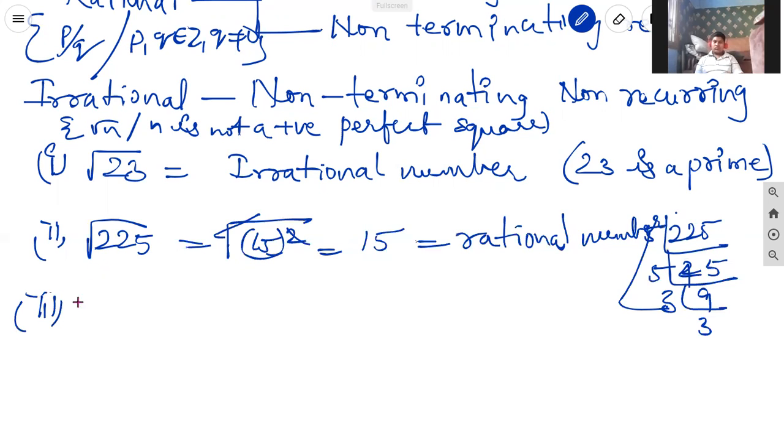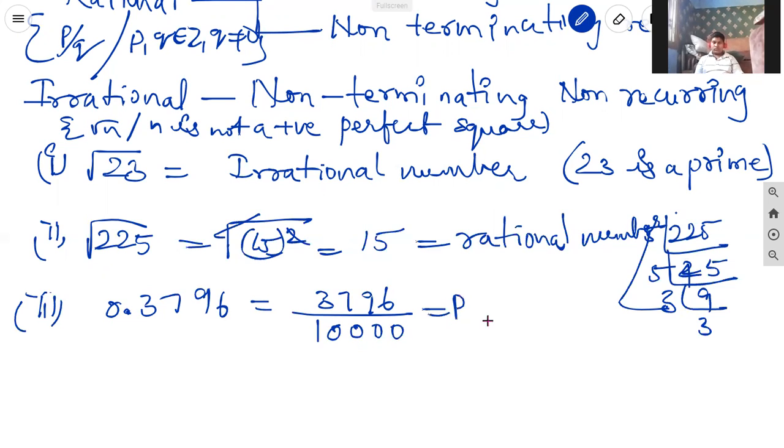The third question, 0.3796. This is clearly terminating. We write it in the form of P by Q. The decimal point has 4 digits after it. We take 1 with 4 zeros. So it is in the form of P by Q. It is clearly a rational number.